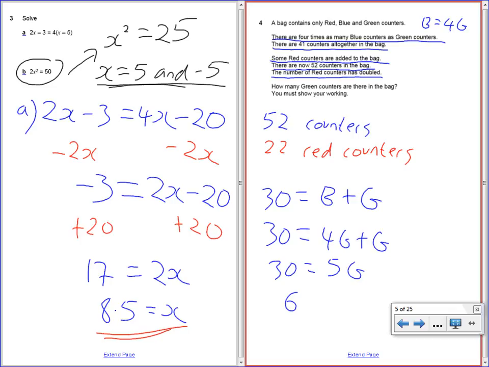There are 6 green counters. And does that make sense? 6 green counters, add 22 red counters, that gives 28. And then blue, there were 4 times as many, 4 times green is blue, so that's 24. So 6, add 22, add 24, does equal 52. So it makes sense.